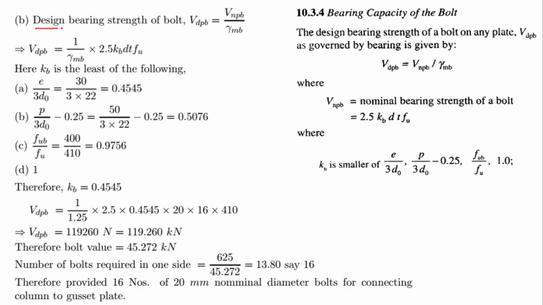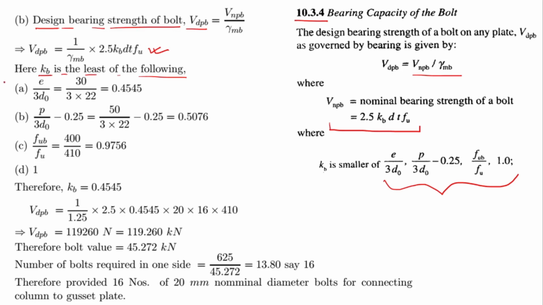Then the design strength of bolt in bearing, which is V_dpb. If you follow clause number 10.3.4, V_dpb is equal to V_npb by gamma_mb, and V_npb has this expression, which is 2.5 k_b d t f_u. So for the design bearing strength of bolt, this is the final expression. Here k_b is the least of the following. According to the IS code, among these 4 values, the least one will be used as k_b.